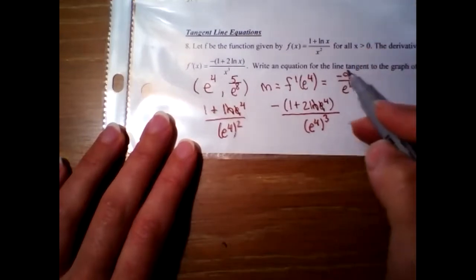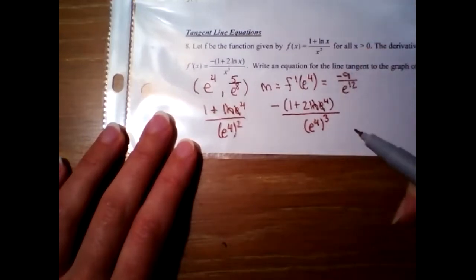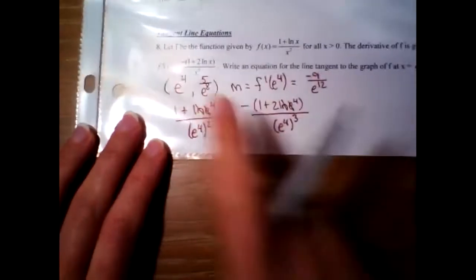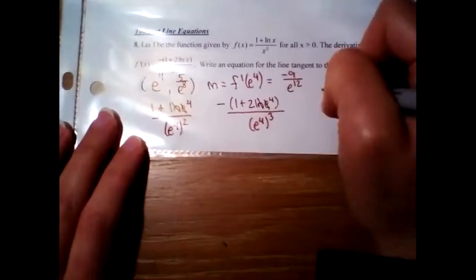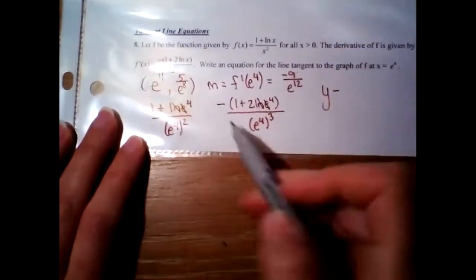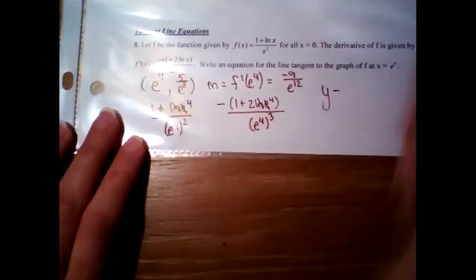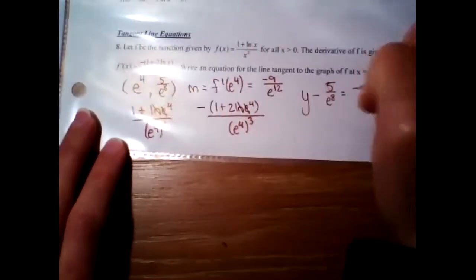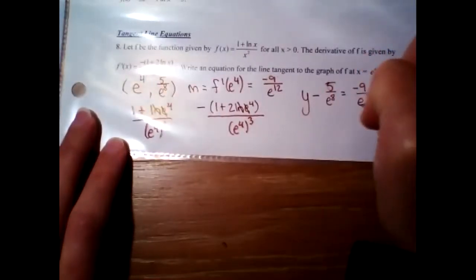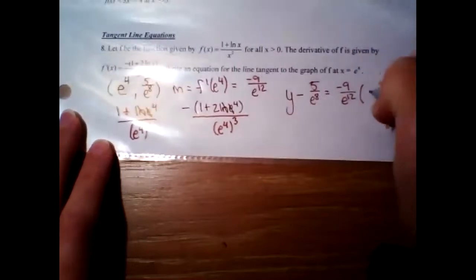Again, this is some number. It is just a value. So that's my point, that's my slope. And I'm going to put it together into an equation. So it'll be y minus 5 over e to the 8th equals my slope, and then parenthesis x minus e to the 4th.